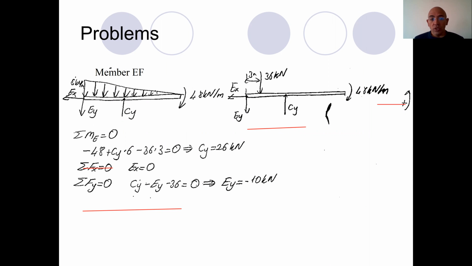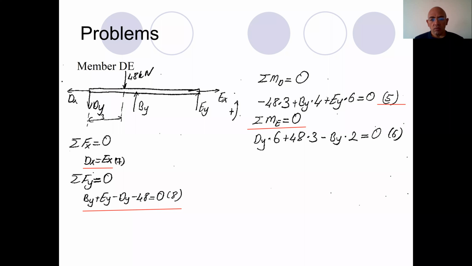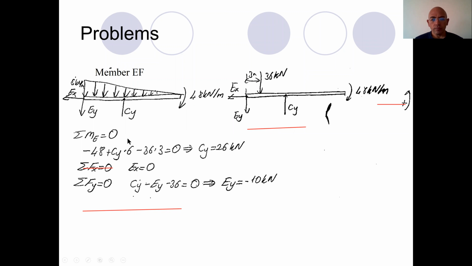Let's continue further. Finally, do we have 8 unknowns? Let's count them. We have EY, EX, 1, 2, 3, 4, 5 here. Okay, and 3 from the other equation. Yes. So 1, 2, 3. Yes. Now 8. Let's continue.